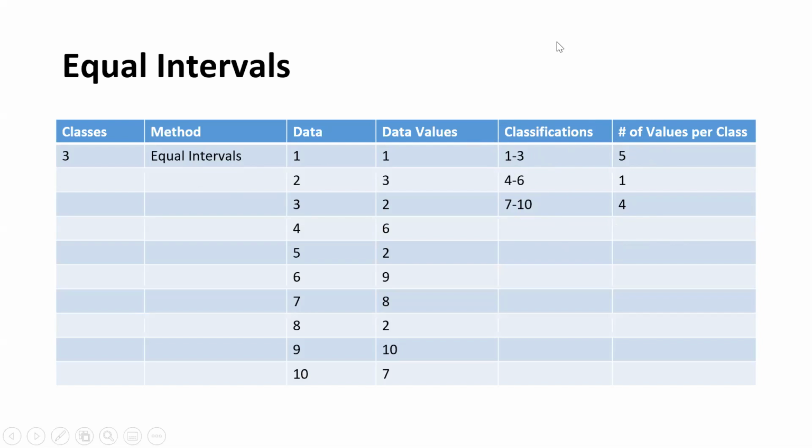When we do that, we will see that in the 1 to 3 range, we have 5 values. In the 4 to 6 range, we have 1 value. In the 7 to 10 range, we have 4 values. Is that clear? There is one comment. Let me check what it is. Yeah. Are there any questions? How come the 7 to 10 classification has 4 values?